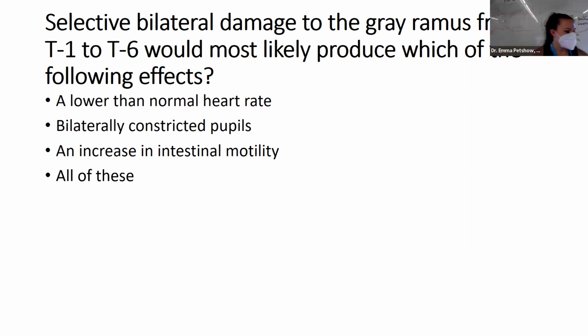Lower than normal heart rate, bilaterally constricted pupils, increase in intestinal motility. What might help you answer this is thinking about what a lower than normal heart rate is. Is that a parasympathetic or sympathetic response? Para. What about constricted pupils? Para. What about increase in intestinal motility? Para. So they're all parasympathetic. So then what must your answer be? All of the above, right? They all are the same process. So if you had no idea how to answer that question, go through each one of these and ask, what system is this, parasympathetic or sympathetic? They all were the same. So then you know it has to be all of the above.